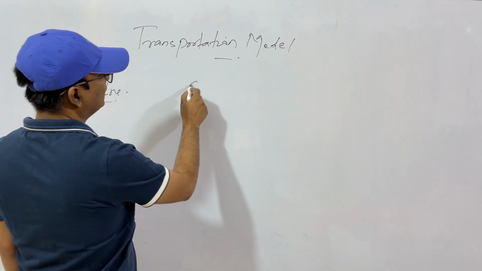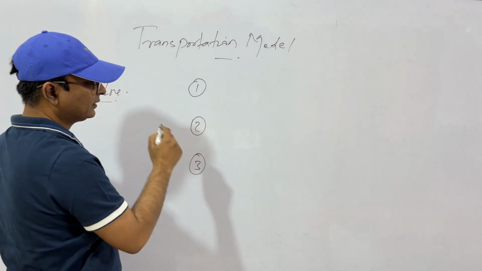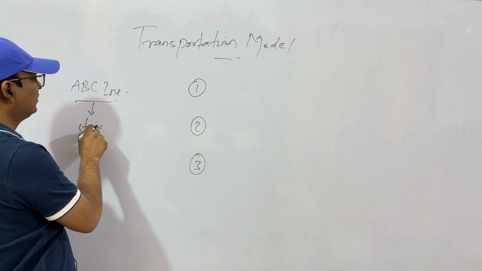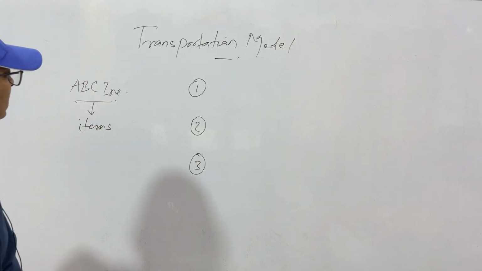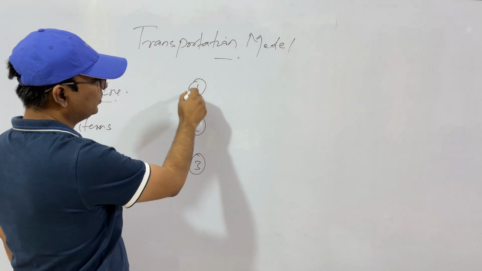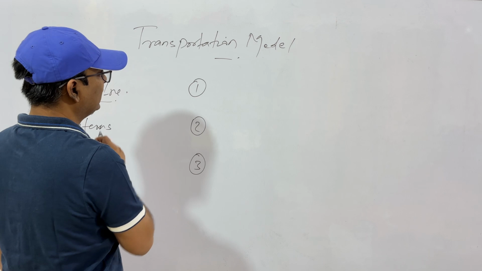This company has one, two, three. These are three manufacturing units. Let's say it produces certain items. Whatever be the items, we are not interested in what item it is producing. Let's say it produces certain item. It has three factories, one, two, three. These are the factories that produce these items.